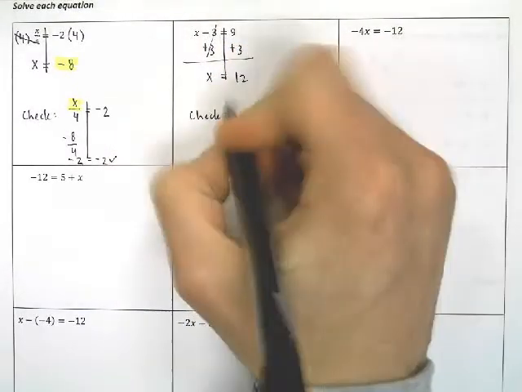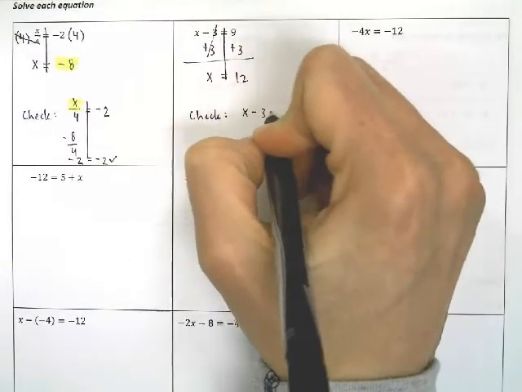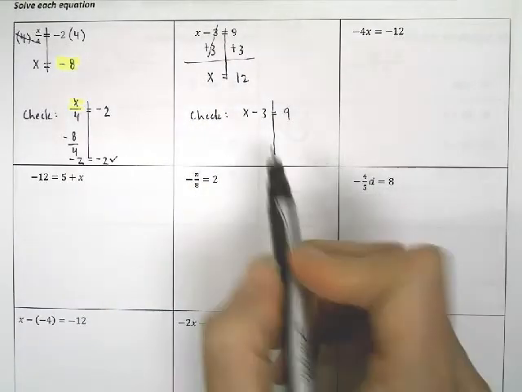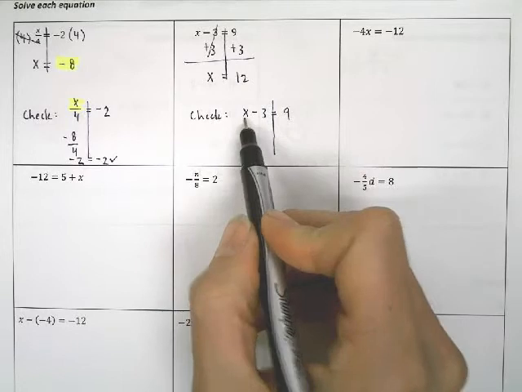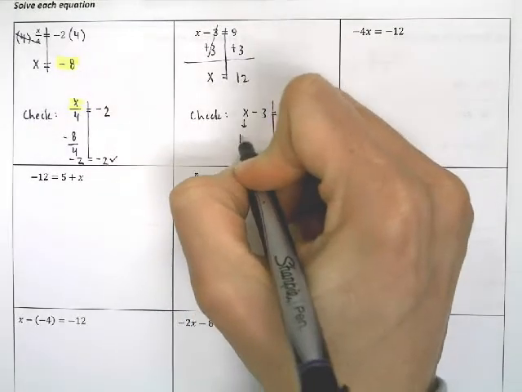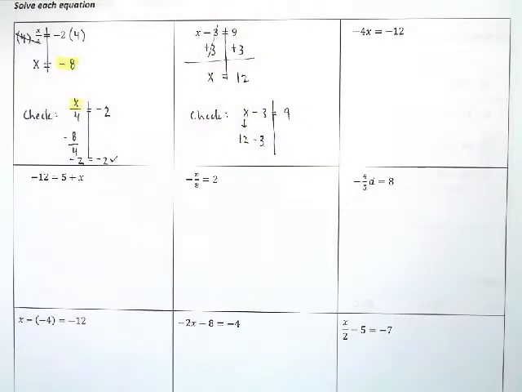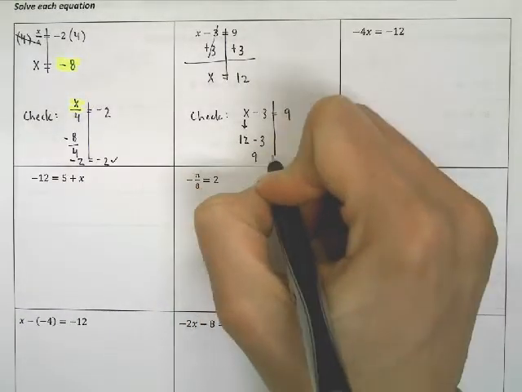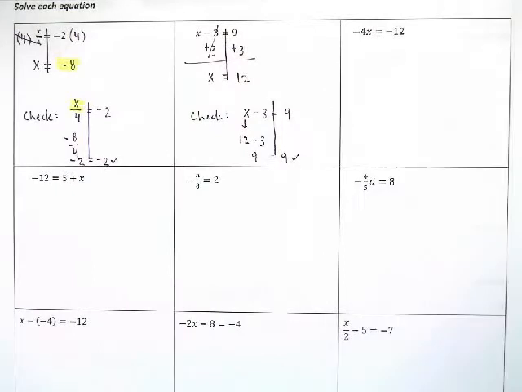So I go ahead and check it. My equation was x minus 3 equals 9. We think that x equals 12, so that's what I'm going to substitute for x. So now I have 12 minus 3, and if I put that in my calculator, 12 minus 3 is 9, so I know it's correct.